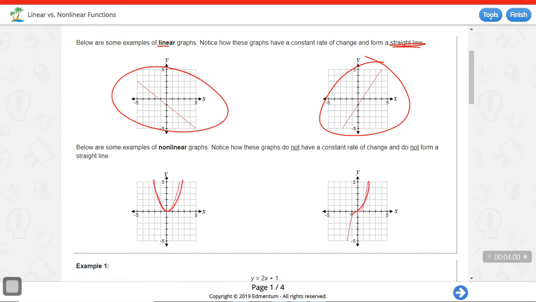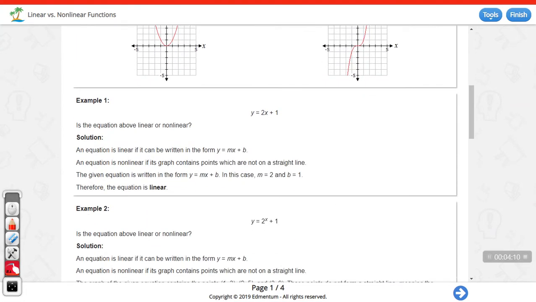And this is what you'd get if you had x cubed. So it's again showing that that exponent, this is an x squared. It's showing that when the exponent is on that variable, you get something that's nonlinear. Well, let's take a look at a few examples down below here.